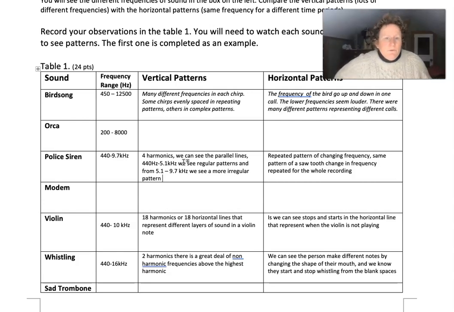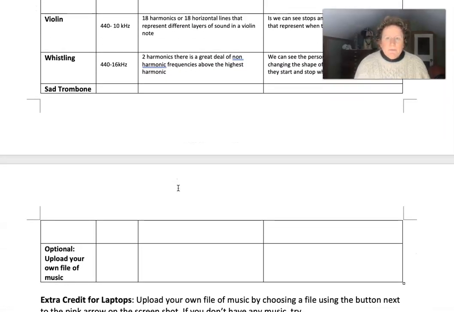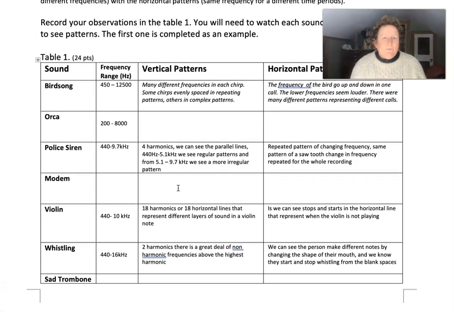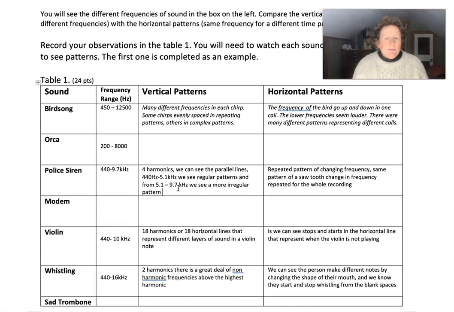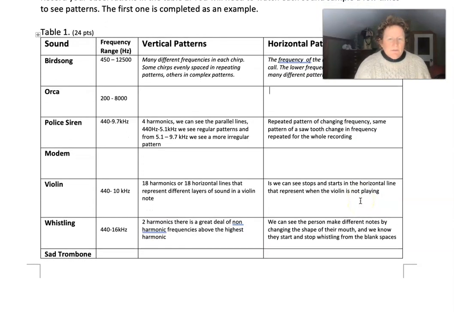Okay, you can do the orca, you can do the modem, you can do the sad trombone. Basically, you can also talk about what it sounds like. Our class thought the orca sounded like a rusty door or a crying baby. You can come up with your own description. You can tell us what the police siren sounds like, the violin.